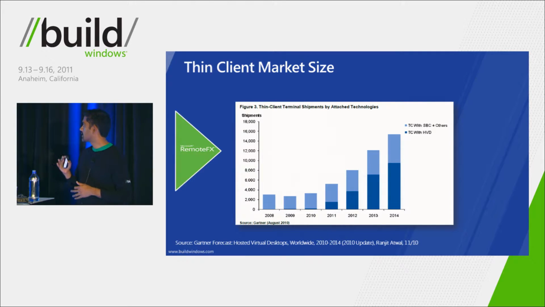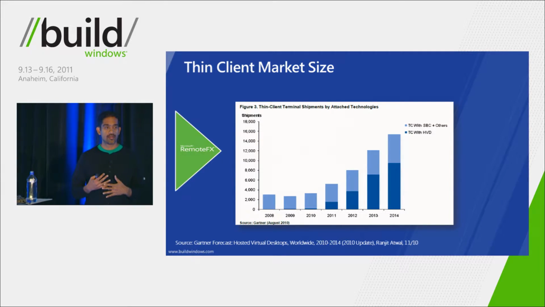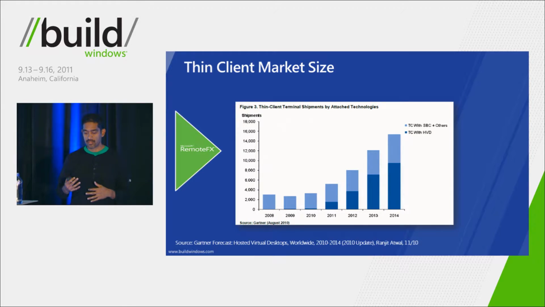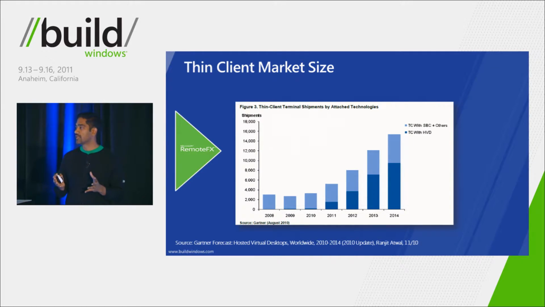As you can see, up to 2010 there are hardly any VDI deployments, but VDI is expected to grow at a pretty rapid pace in the coming years. As a result, that's directly translating into expanding the pie for thin clients as well. So what are the total units? Again, 2013, 12 million units, right?